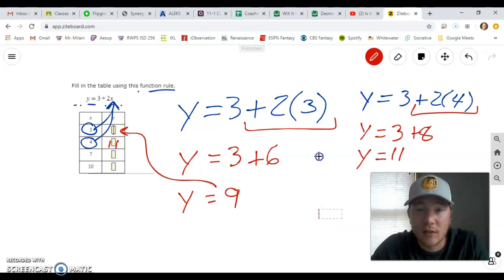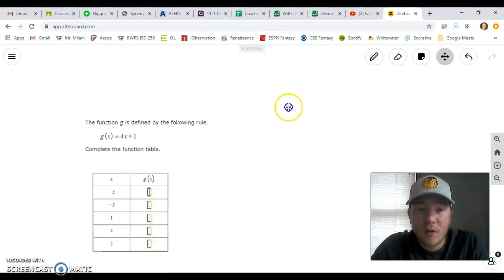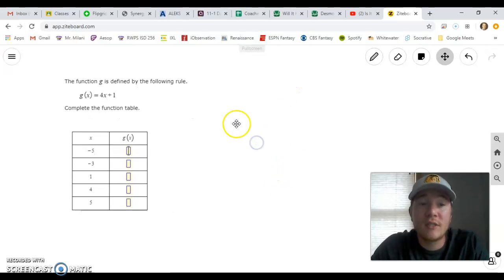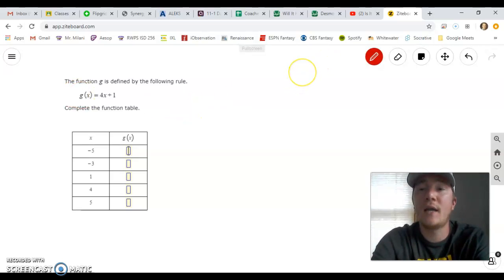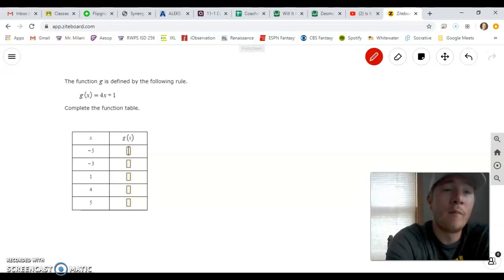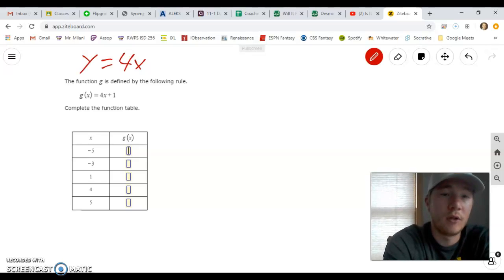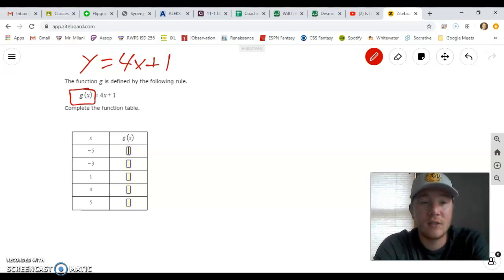Something that's going to look a little different is going to be these problems. They're asking you to do the same thing. Again, the function g is defined by the following rule. Complete the function table. Same table, same situation, but you notice we don't have a y and an x anymore. We don't have a y equals 4x plus 1. We have this g of x. All that is a way that we write our function rules.